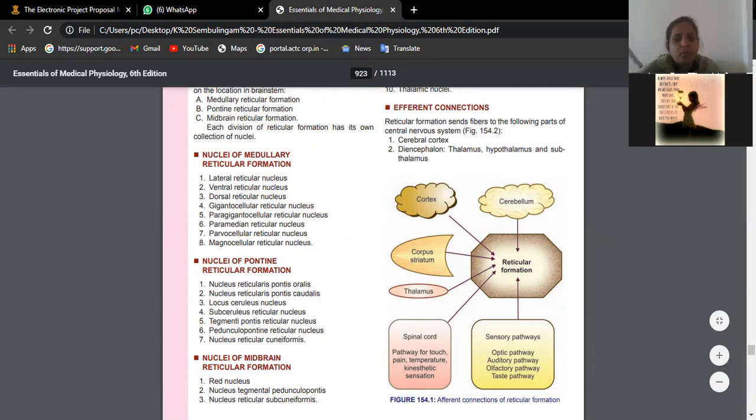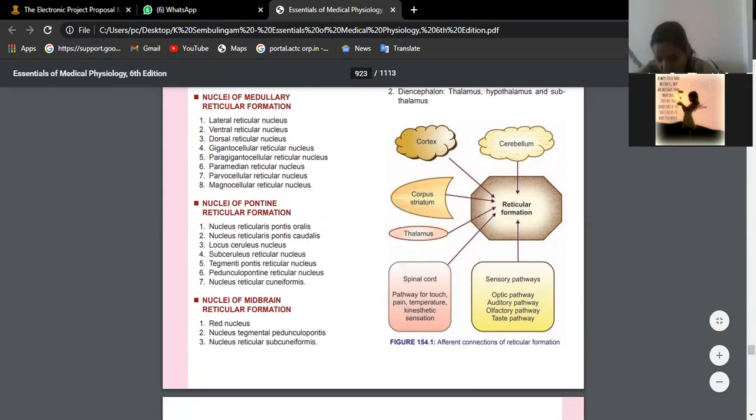So these are the group of nuclei which you need to memorize. Once you know the nuclei, we should know the afferent and efferent connections. The afferent connections are the connections coming from some other part of the brain and spinal cord and moving towards the reticular formation. So try to learn this picture. The afferent connections are coming from cerebellum, cerebral cortex, corpus striatum, thalamus, spinal cord, and sensory pathways: optic, auditory, olfactory, taste.